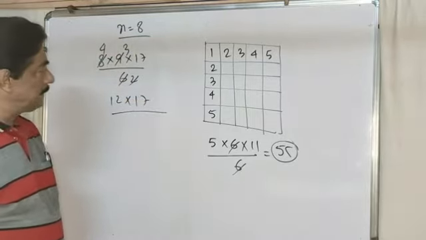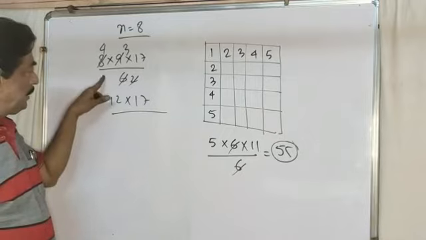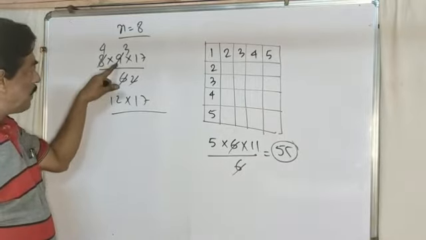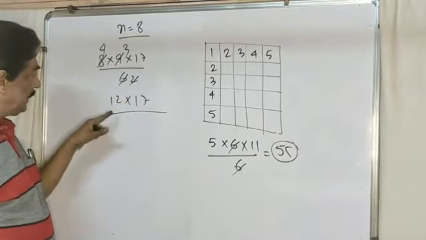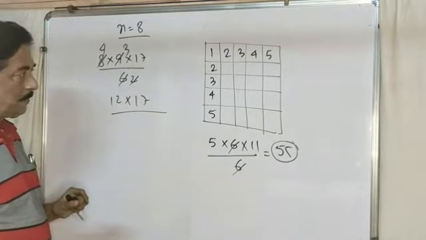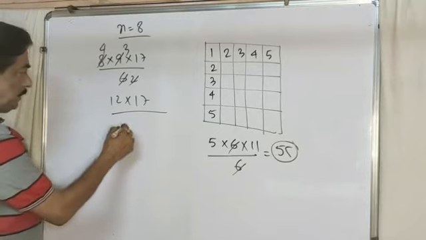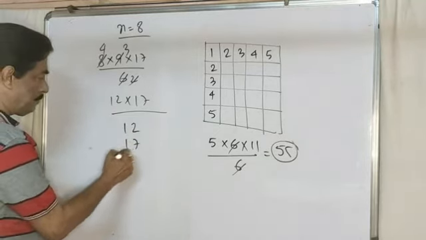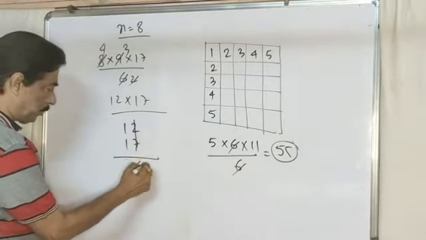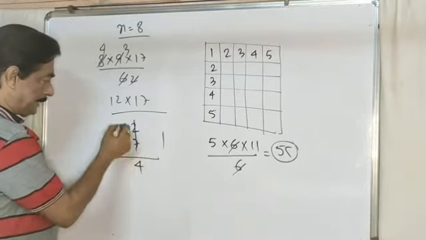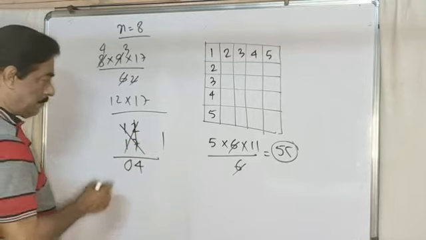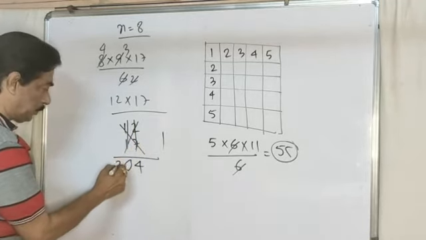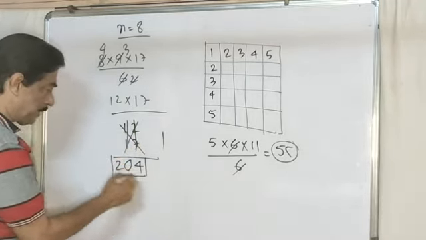Number of squares inside a chessboard, put n equal to 8. n into n plus 1 means 9. 2n plus 1 means 17, by 6. Cancel, 12 into 17, that is your result. Now you can apply Vedic maths again. 12, 17. 7 twos are 14, 4. Carry 1. 7 and 1, 8. 8 and 2, 10, 0. Carry 1. Now 1 and 1, 2. 204. Remember the value also.